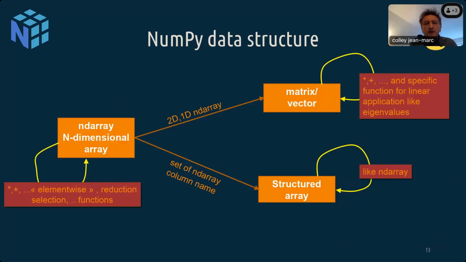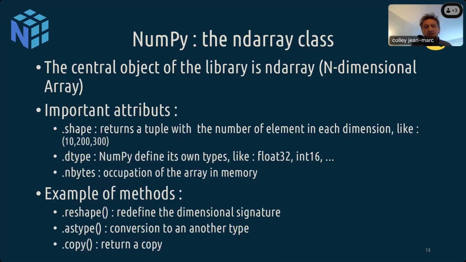Within the array, you can do term-by-term operations, like addition, multiplication, apply selection, reduction functions. On matrices and vectors, you can apply specific functions for linear application, like matrix-vector product or calculation of eigenvalues. As we have seen, ND array is a central structure of the NumPy library, defined as a class. Important attributes are shape, the number of elements in each dimension; dtype, the numerical type like float, integer; and nbytes for total memory occupation.